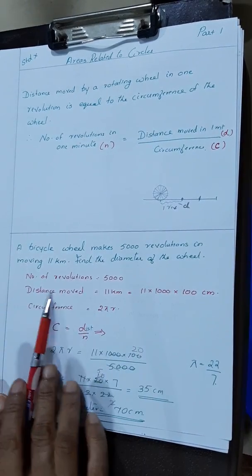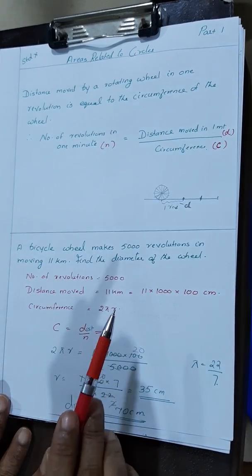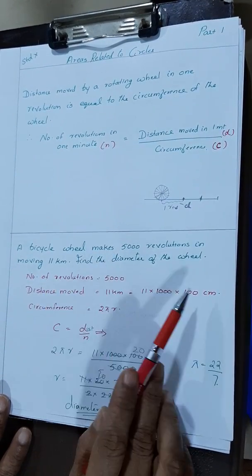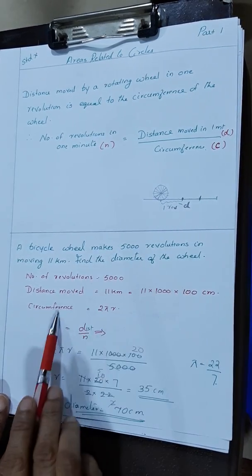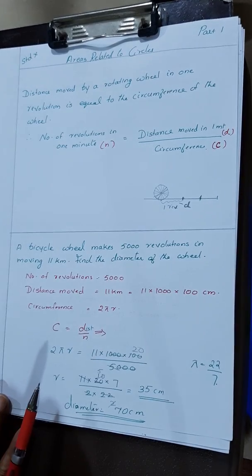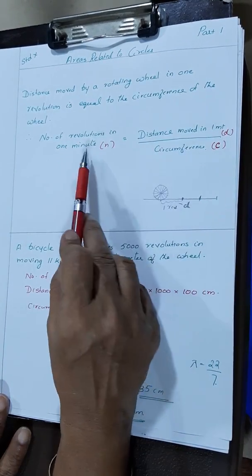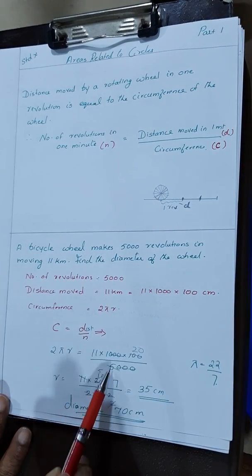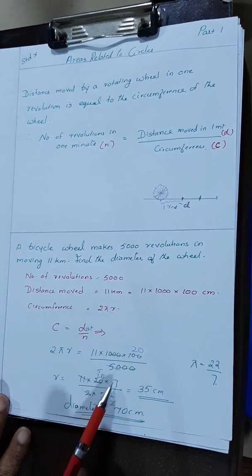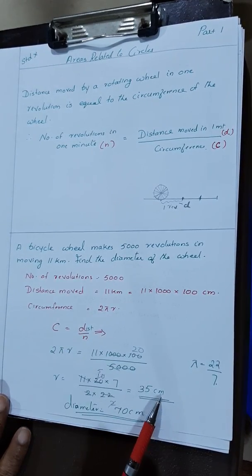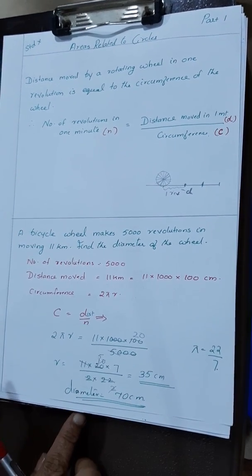Applying the formula, the diameter of the wheel is generally in centimeters, so you have to convert 11 kilometers into centimeters. So 11 into 1000 into 100. Now substitute in the formula, you get C is equal to distance by N, where N is 5000. So you get r is equal to 35. So the diameter is equal to 70 centimeters.